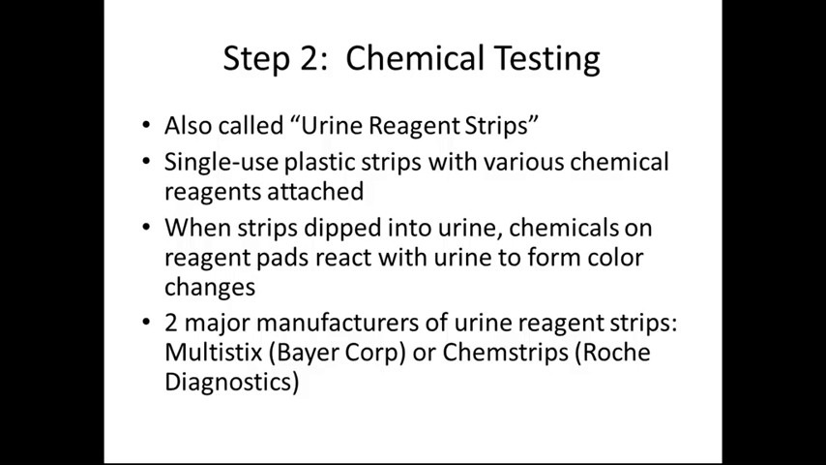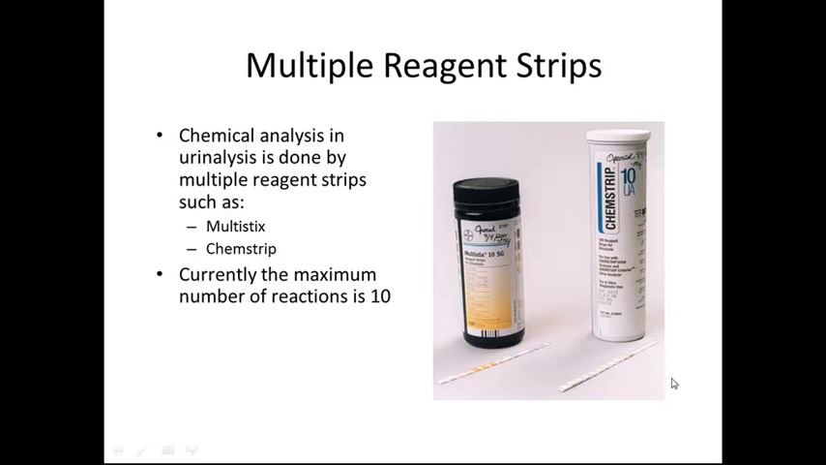Urine reagent strips are a single-use plastic strip with various chemical reagents attached. When the strip is dipped into the urine, chemicals on the reagent pad react with the urine to form color changes. Two major manufacturers of urine reagent strips are Multistix and Chemstrips. Here is an example of what a Multistix container would look like, and then the Chemstrip container.